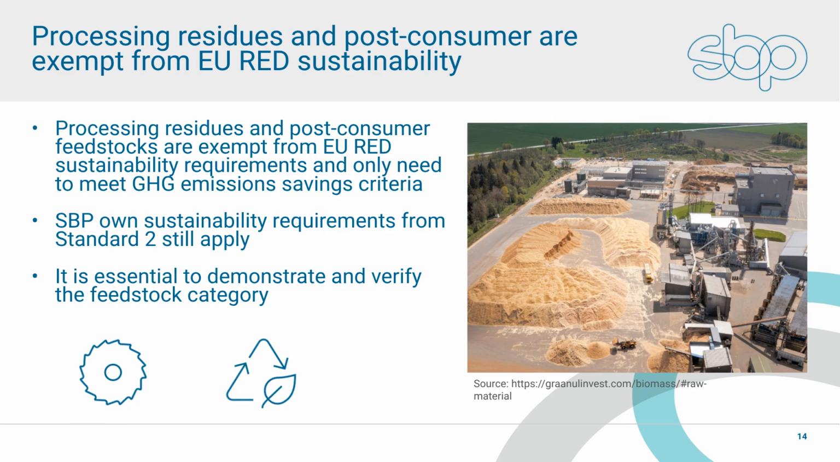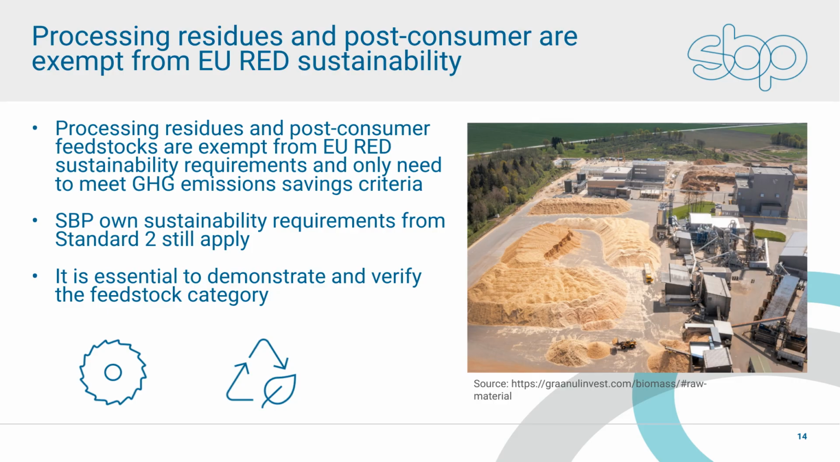Finally, we have processing residues and post-consumer feedstock. Under EU RED, these categories are exempt from sustainability requirements. They only need to meet the GHG emission savings criteria. This is a major difference from SBP's own requirements in Standard 2, where there are still sustainability provisions. In practice, keep in mind that an SBP EU RED claim cannot be used without an underlying SBP claim, so this exemption from EU RED sustainability is less significant than it might first appear.